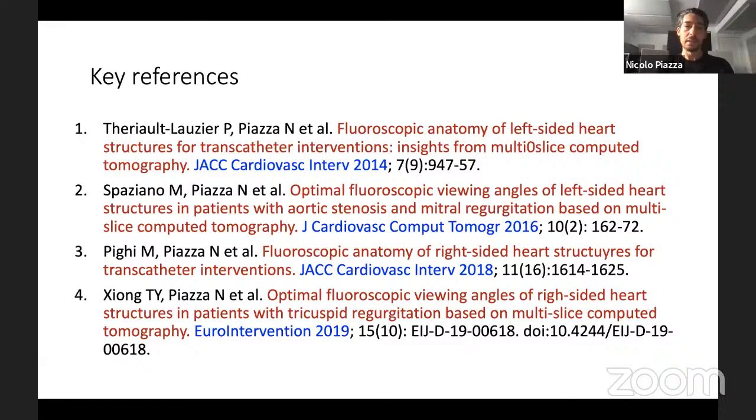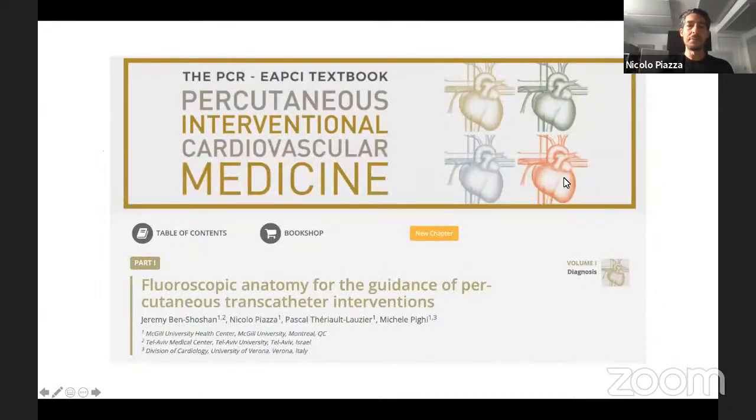Before I start with the slides, I just wanted to share this with you. These are the key references that really summarize last week's and this week's series of lectures. And we also have a monstrous chapter in the PCR PCI textbook on the fluoroscopic anatomy for guidance of percutaneous transcatheter interventions, and that's both for coronary and structural.